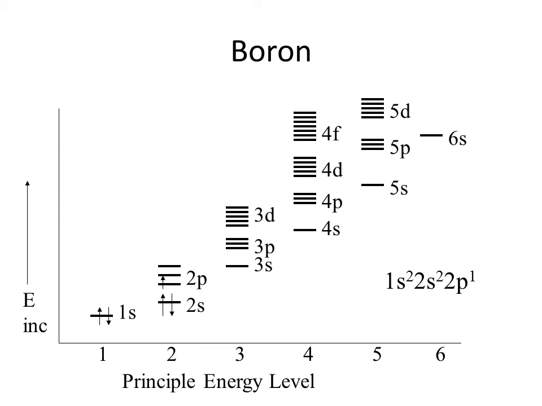Boron has 5 electrons, so its electronic structure is 1s2, 2s2, 2p1. Carbon has 6 electrons, so its electronic structure is 1s2, 2s2, 2p2. Nitrogen has 7 electrons, so its electronic structure is 1s2, 2s2, 2p3. Notice the sum of the superscripts adds up to 7 electrons in a neutral atom of nitrogen.